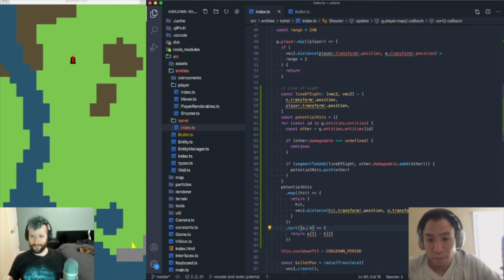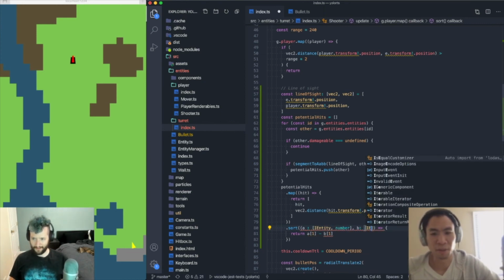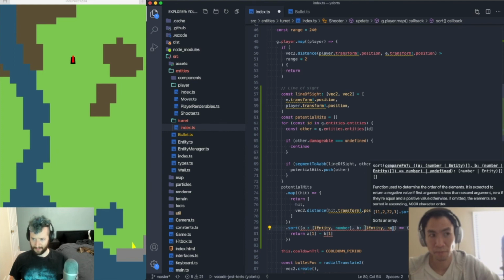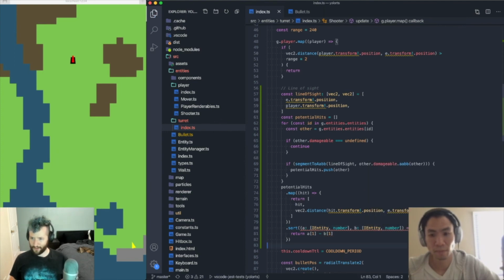The problem is that it actually wants to know that this is an entity and a number. Yeah. And it returns a number. I feel like sort probably knows that about itself, though. It should know. Okay, what are we grumping about here?